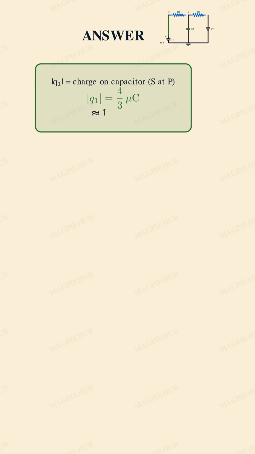To summarize, the current was 1/3 ampere, voltage at node A was 4/3 volts, and the charge on the 1 microfarad capacitor is 4/3 microcoulombs. Exam tips for JEE Advanced circuits.